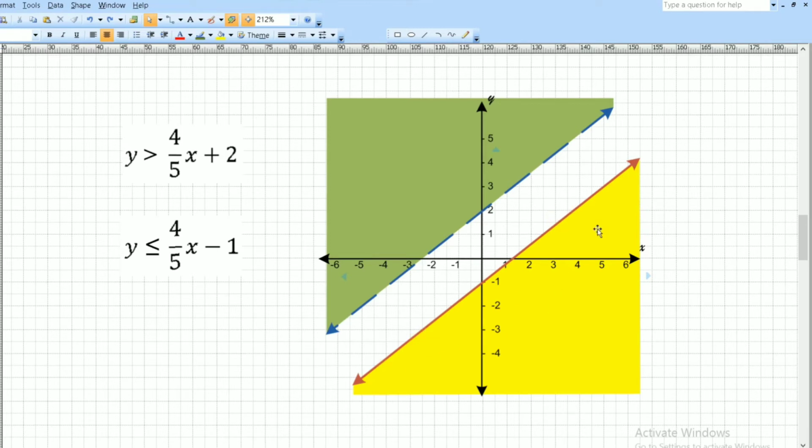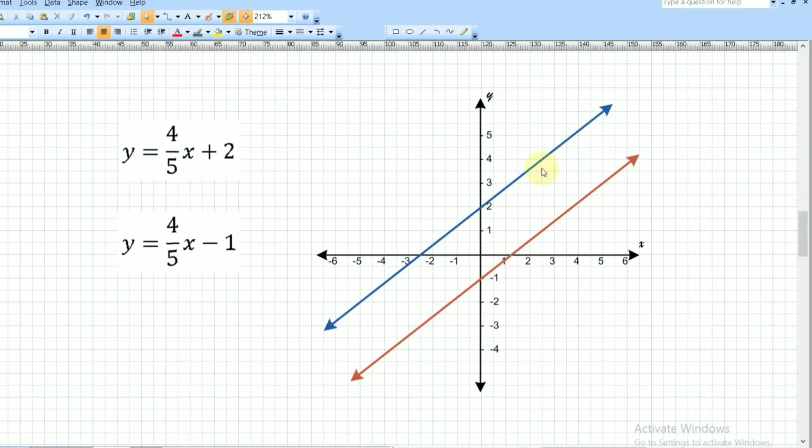So this is the solution of the second inequality. And the solution of the system will be none. There will be no solution. Why? Because the solution of the system has to be the intersection of all of the areas between these two inequalities. Since the areas being shaded are not intersecting each other, we have no solution.